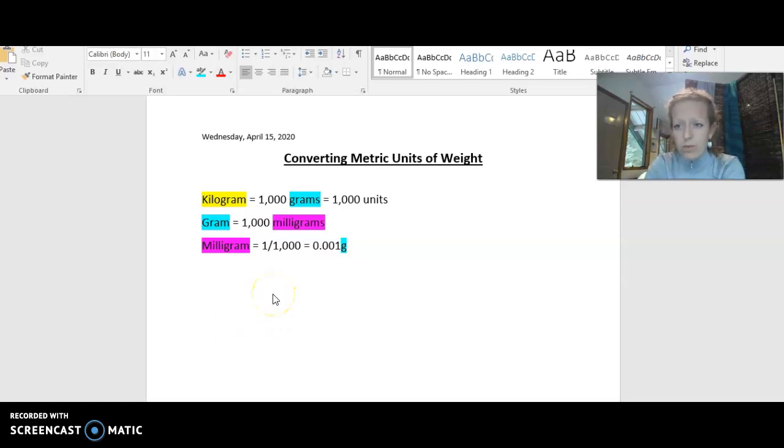If you don't have these in your notebook, you should definitely have these in your notebook. You're going to need them for our activity today. So a kilogram equals 1,000 grams. A gram is 1,000 milligrams. And a milligram is 1,000th of a gram. Okay? Good. All right. Get those in your notes and let's work some problems out.